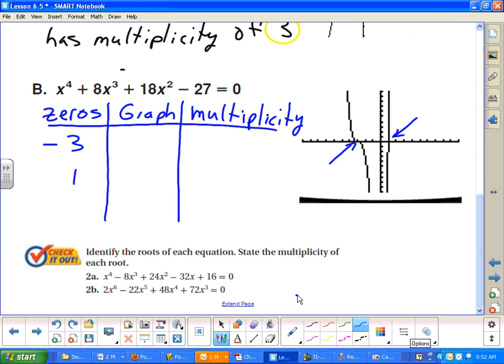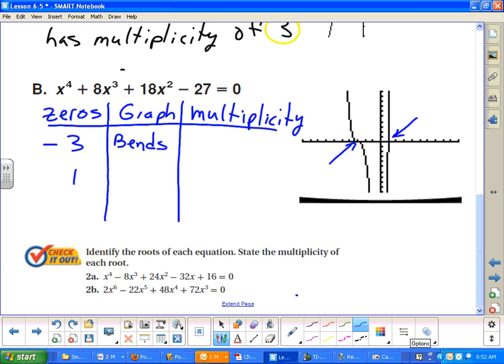Okay. So what does the graph do at -3? We're looking at three different things. Does it go through or cross? Does it bend? Or does it just touch it and go the other way? Okay, at -3 it bends. All right, so that tells me that it's got to be odd and greater than 1.